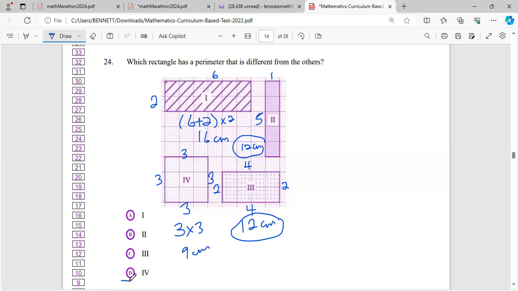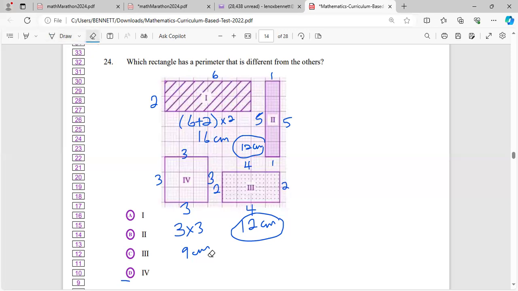I disagree. No, sir, I got A. I got A as well. Me too, sir. I got A because for the rest of them the answer is 12. They are saying the perimeter should be 12. Am I wrong? Yes, sir.